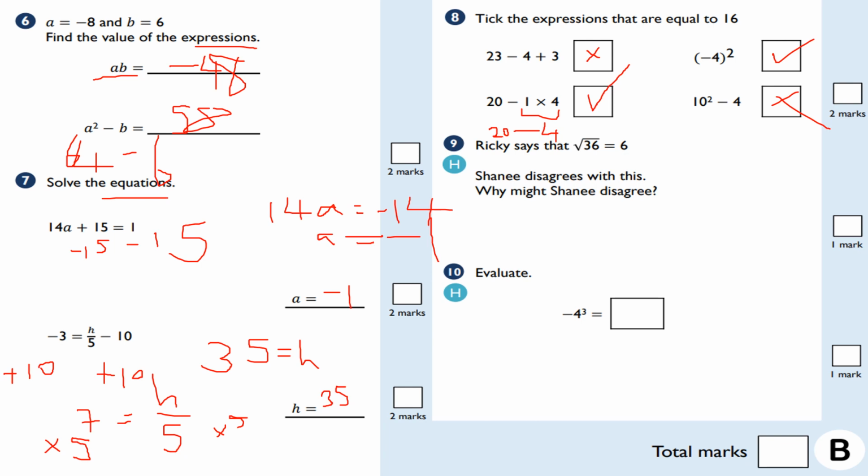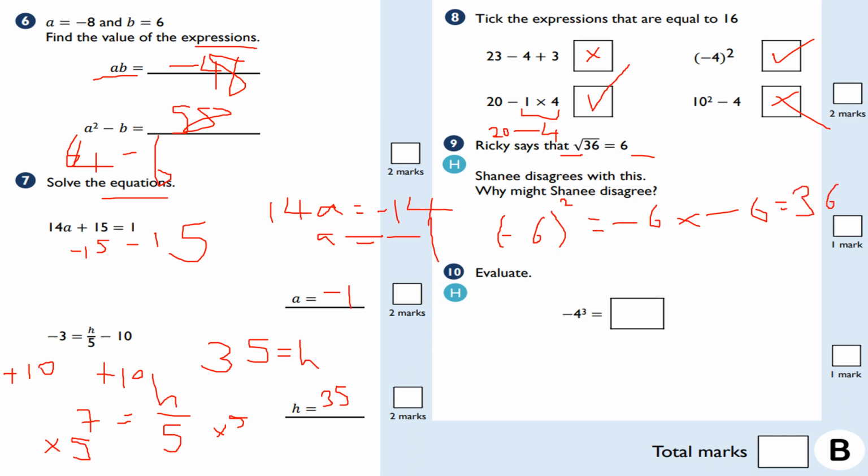Question number 9. Ricky says that the square root of 36 is equal to 6. Shane disagrees with this. Well, why might Shane disagree? Because negative 6 all squared, so minus 6 all squared, is equal to minus 6 times minus 6, which is equal to positive 36.